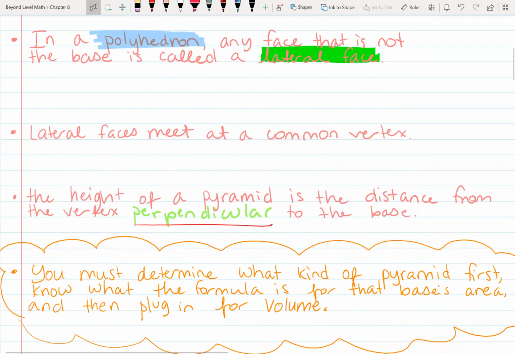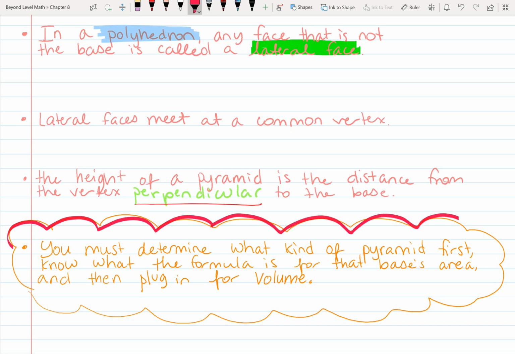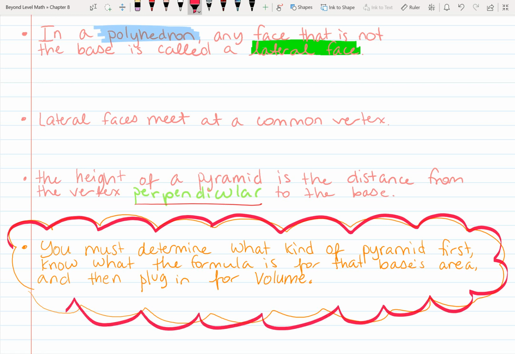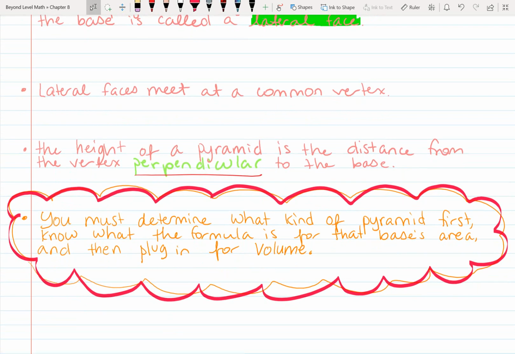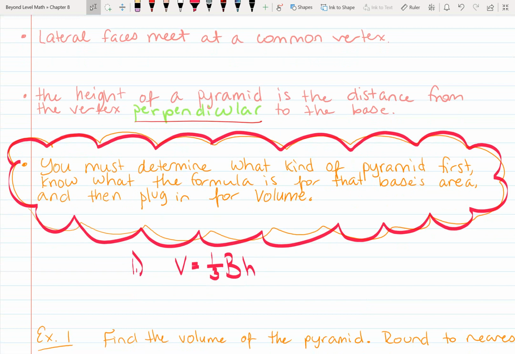Alrighty. This needs to be highlighted, circled, squared, something so that you know how important it is. This is what we talked about up above. You must determine what kind of pyramid, then determine what formula is best for that base's area, then plug in for volume. So you always start with the same formula. The formula is V equals 1/3 capital B, area of the base, times the height of the pyramid.